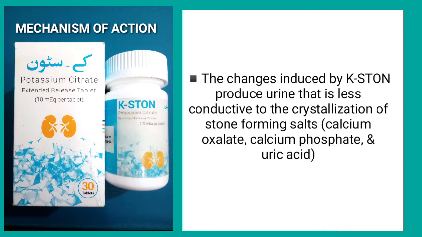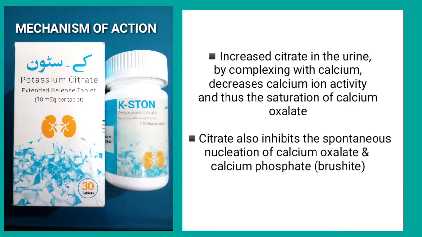The changes induced by K-STON produce urine that is less conducive to the crystallization of stone-forming salts like calcium oxalate, calcium phosphate, and uric acid. Increased citrate in the urine, by complexing with calcium, decreases the calcium ion activity and thus the saturation of calcium oxalate. The citrate also inhibits the spontaneous nucleation of calcium oxalate and calcium phosphate, also known as brushite.